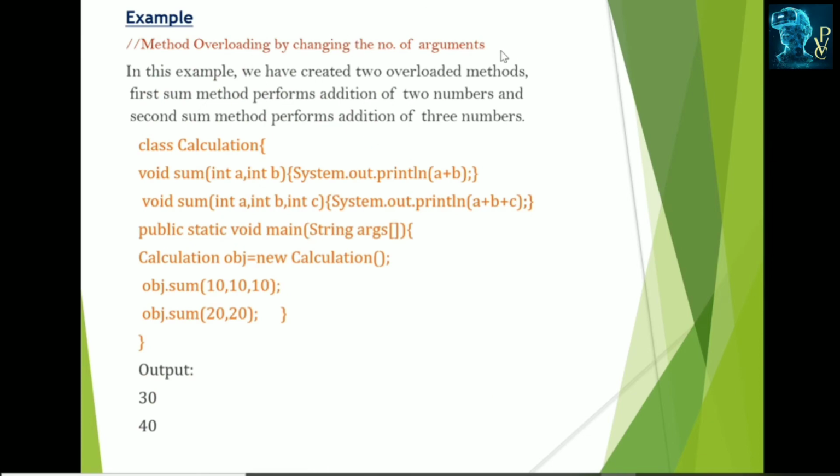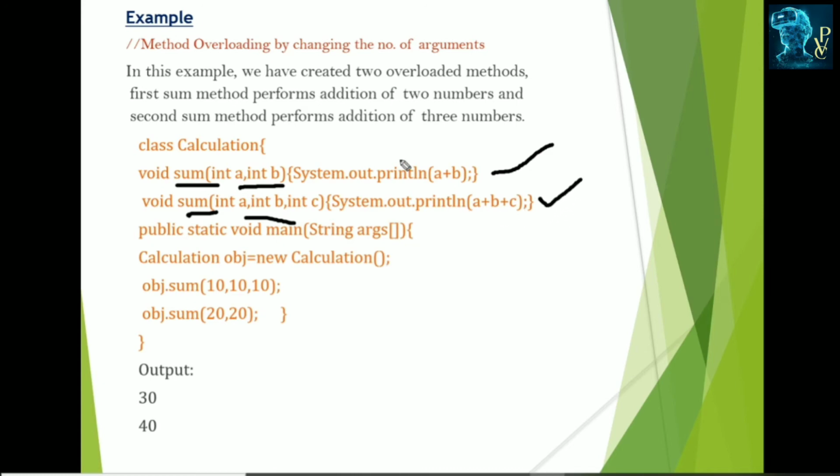Here, in this example, we created 2 overloading methods with the name sum. One has 2 integer arguments, and the other is defined with the same name sum and the same return type, void, but here it takes 2 integers and here 3 integers. It sums the 2 integer variables a and b, and it sums the 3 integer variables a plus b plus c.